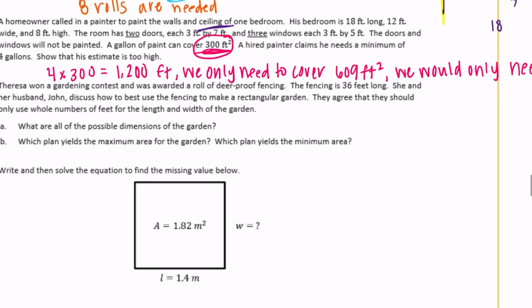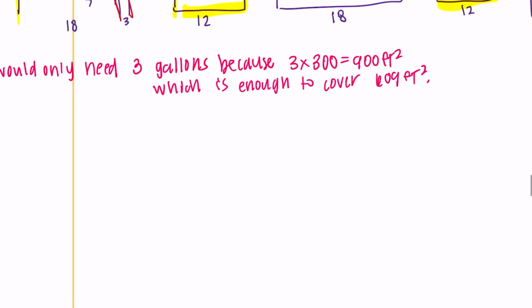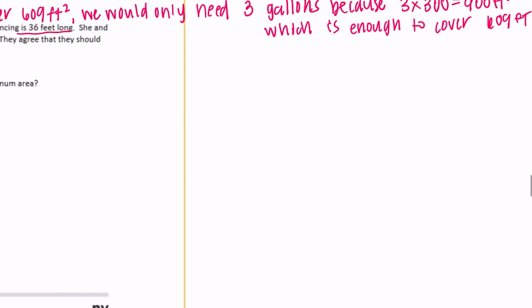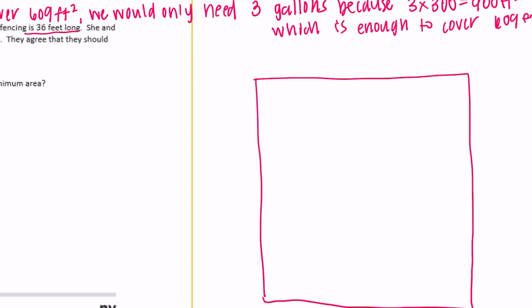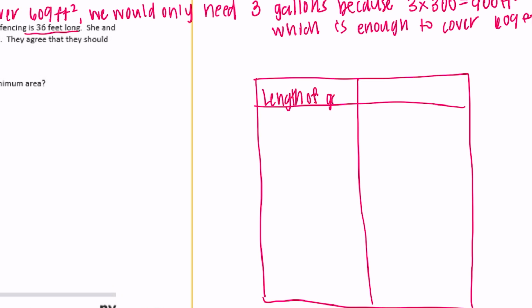All right, so she won a contest. She gets 36 feet of fencing. She wants to know how to best use it for her garden, and we need to find all the possible dimensions of the garden. Okay, so I'm running out of room here. Let's make a chart of, let's call it, length of garden and width of garden. And we can discover all the possibilities.